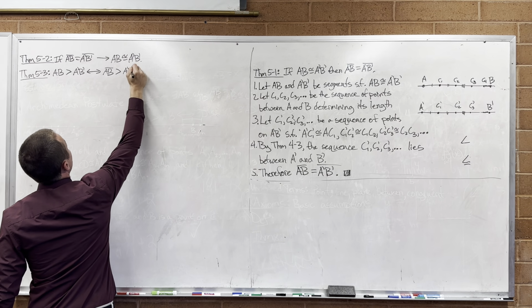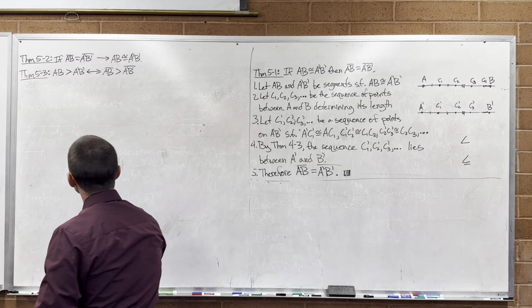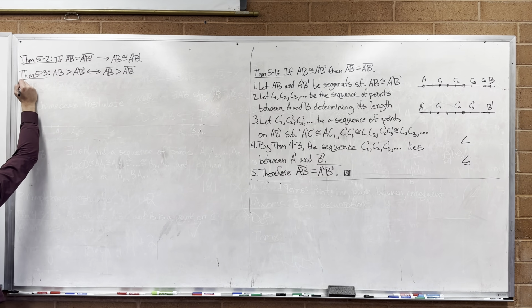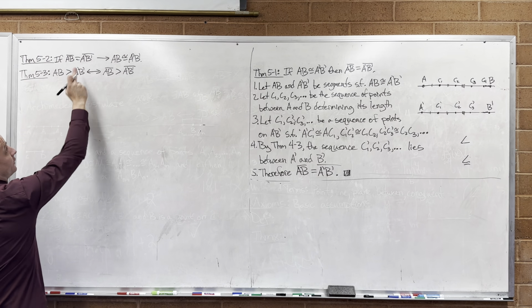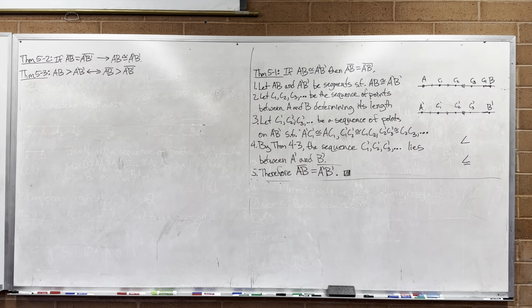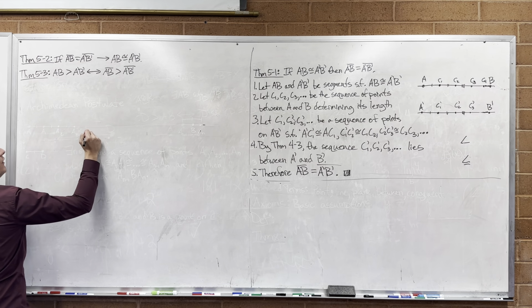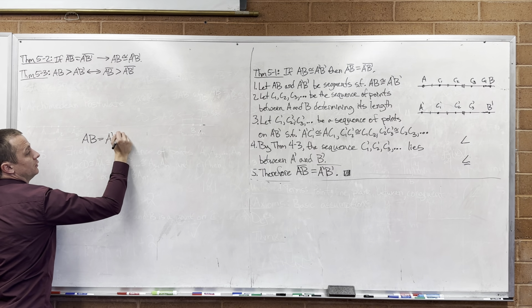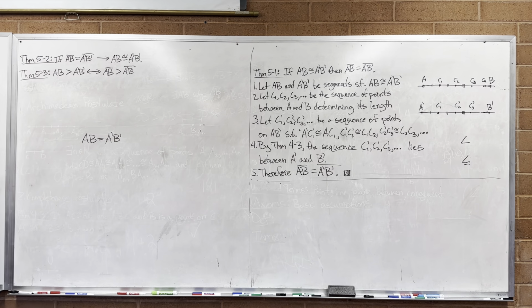Well, the 5.2 is kind of obvious to me. They're equal, then they're the same points. No. This is not saying that they're equal. That's saying that their lengths are equal. Never am I saying segment AB is equal to A prime B prime. We will hardly ever say something like this. This is saying that they are identical segments.